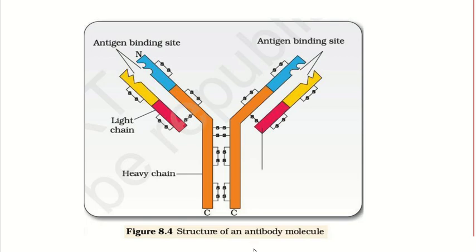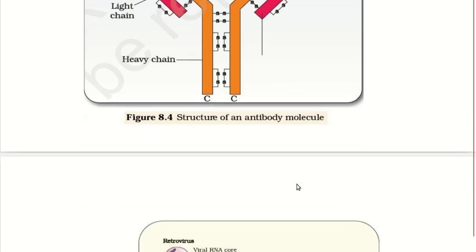Antigen binding site, structure of antibody molecule, they have given it for 2 marks, wherein you can notice the light chain, heavy chain and the antigen binding site, with the disulfide bonds which are holding them together. So this structure of antibody molecule has been asked for 2 marks as well as for 3 marks too.